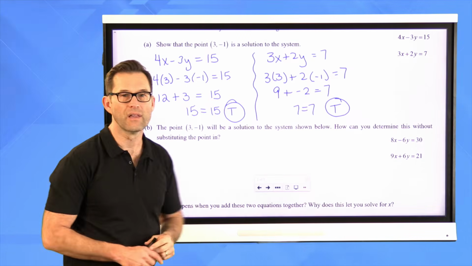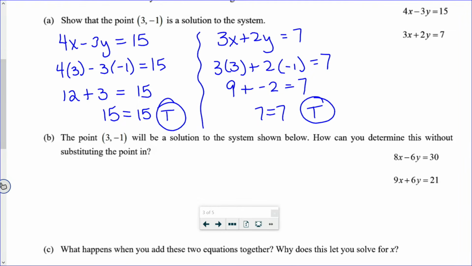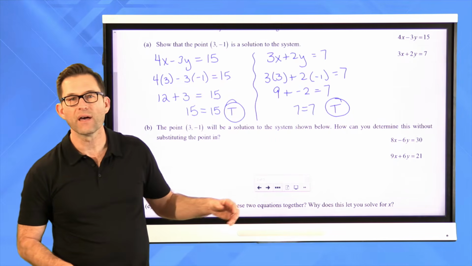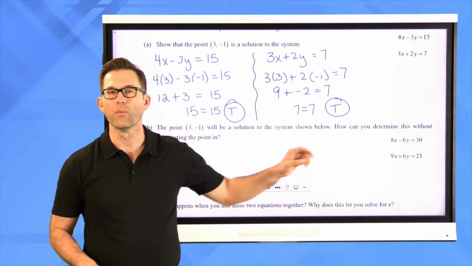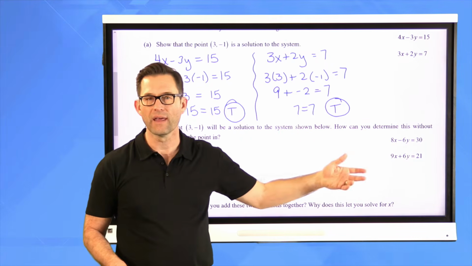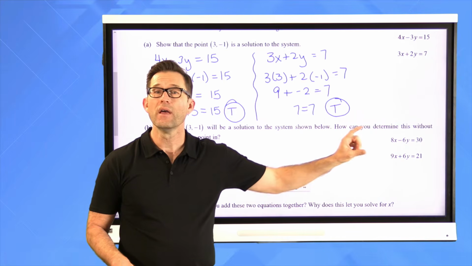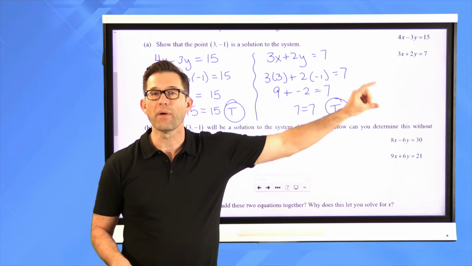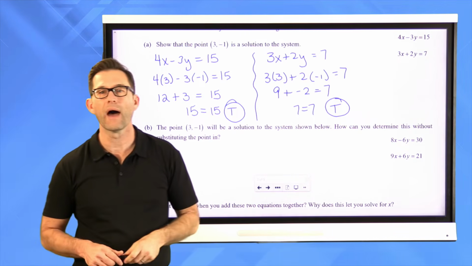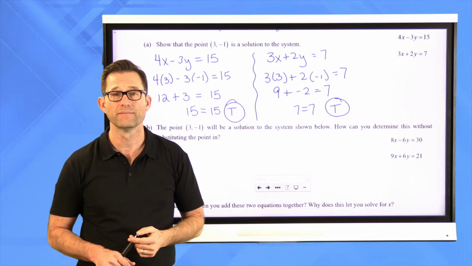Let's take a look at letter B. The point 3 comma negative 1 will be a solution to the system shown below. How can you determine this without substituting the point in? So in other words, how can I tell that 3 comma negative 1 will definitely be a solution to this system without plugging it in? And as a suggestion, take a look at this system and compare it closely to the original system. Pause the video now and see if you can figure it out.